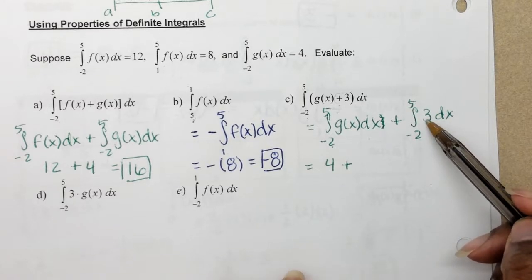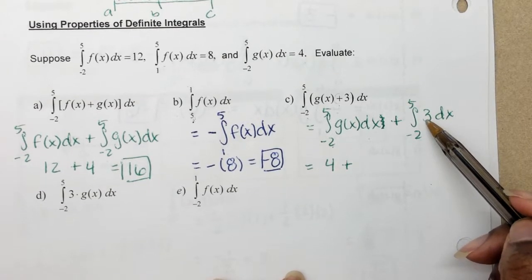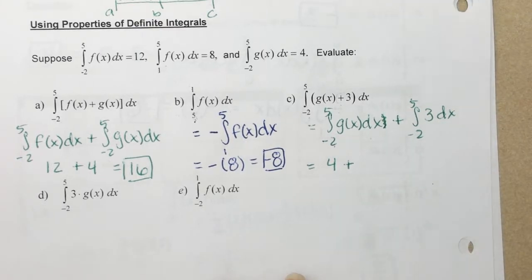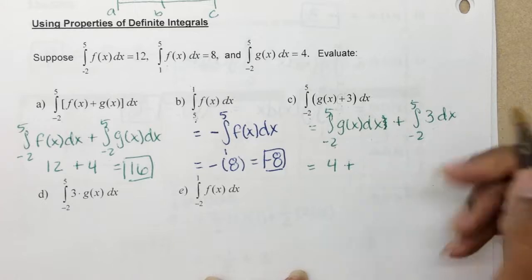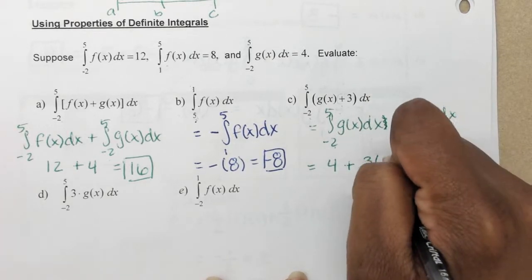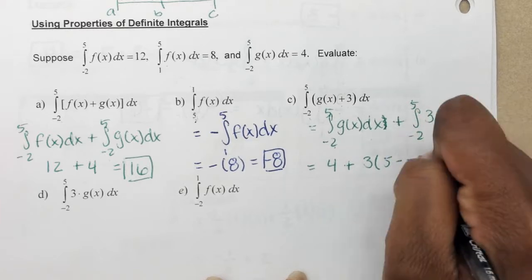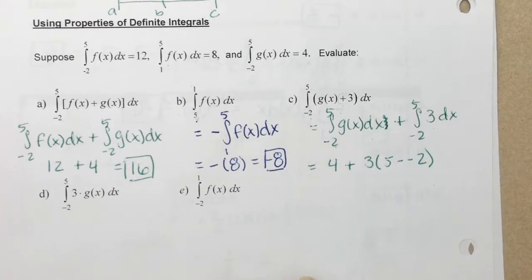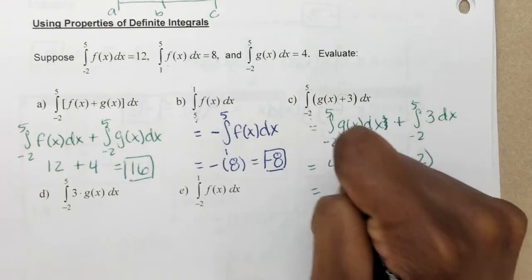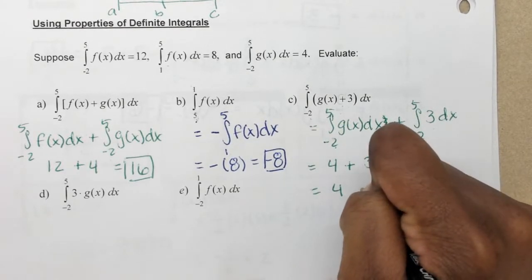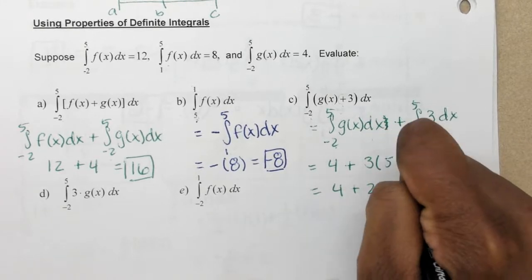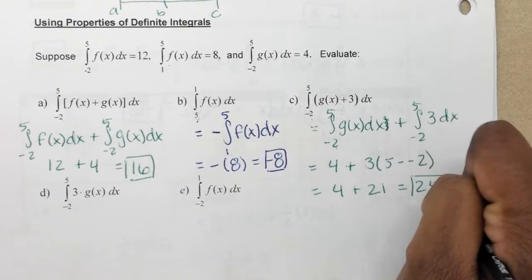So 3 is a constant. If we look at our first property, we know that the integral of a constant from a to b is just the constant times b minus a. So we're going to take 3 times my b, which is 5, minus my a, which was -2. That gives us 4 plus 21, which is 25.